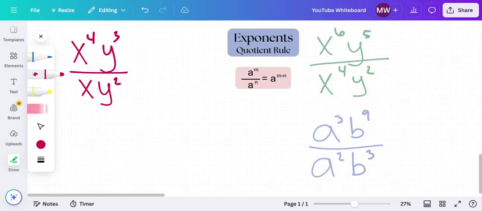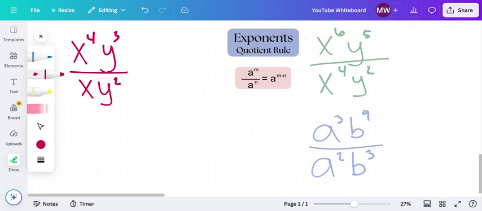In this video, we'll continue to practice the quotient rule of exponents. Remember, the quotient rule of exponents tells us when we are dividing things with the same base, we can just subtract our exponents to get our new exponent. So in this video, we are going to work on problems that have more than one base.